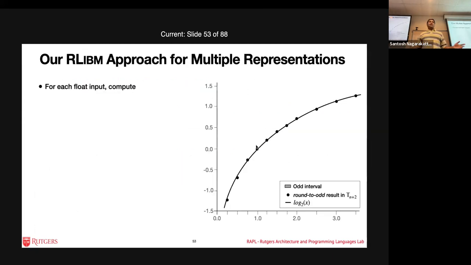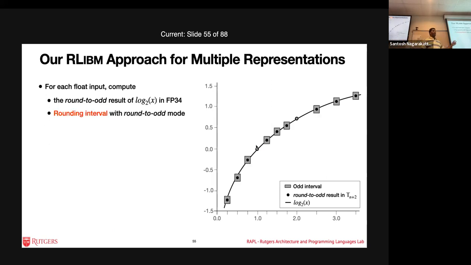Okay, so now once you have this insight, generating a polynomial that produces a correctly rounded result for n plus 2 bits with round to odd, using the RLibM approach, is pretty straightforward. You generate an oracle that produces the correctly rounded round to odd result of the elementary function, in a representation with 2 additional bits. No one had this oracle, so we built it, because no one had used round to odd earlier. And then we create the rounding interval.